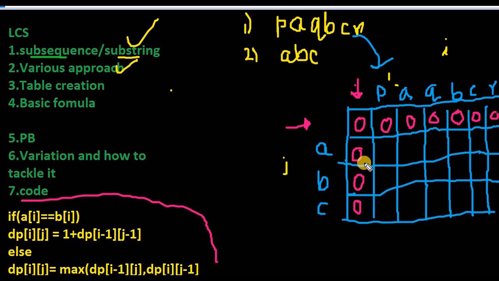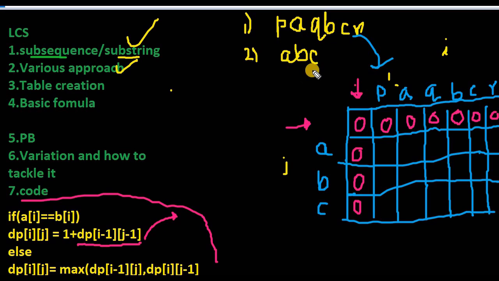So let's start. If these two are matched, we will add 1 plus the last diagonal value. And why the last diagonal value? This is the last diagonal value. Why? Because we are carry forwarding the value. We are counting how many instances are possible and how many values can be matched.